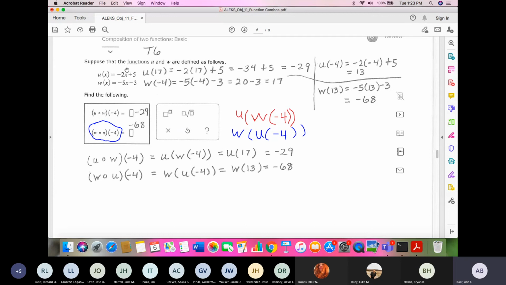And we get -2 times 17 plus 5. So we want to multiply first according to PEMDAS. -34 plus 5 gives us -29. So I go back down here. I just found U of 17 equals -29. So we want U of 17. It equals -29 is what we found. So I copied that down here. So that would be this first answer up here.